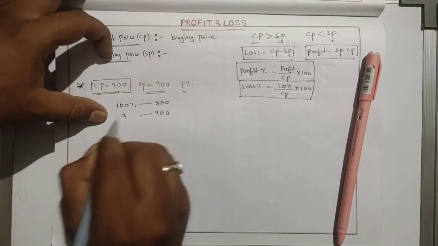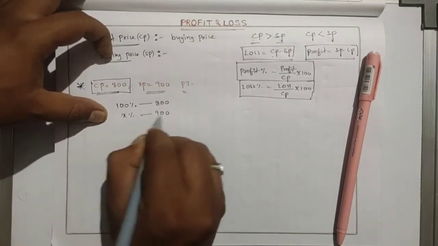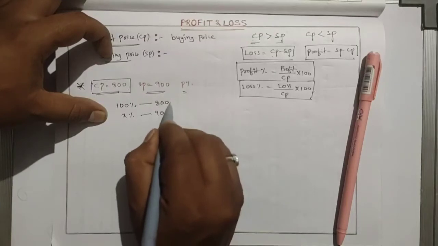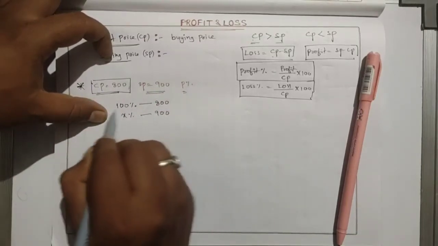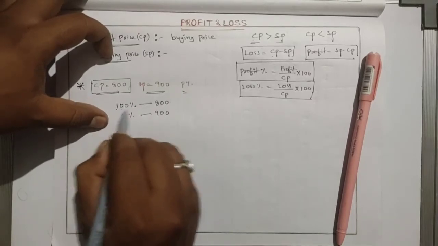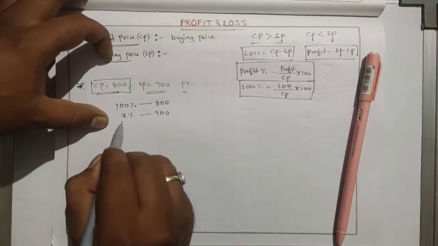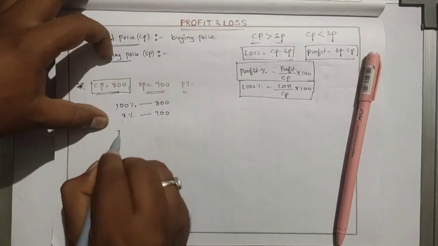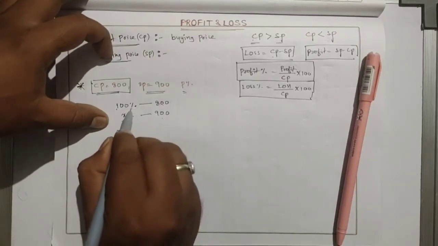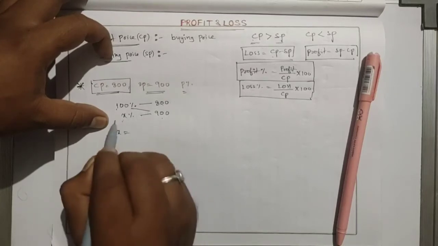Take x percent is equal to the 900 here. So it is the cost price, and it is the selling price. Always take the cost price as 100%. Now 100% is 800 and we don't know how much percentage becomes 900. So to get the x, we have to multiply these two which are opposite.